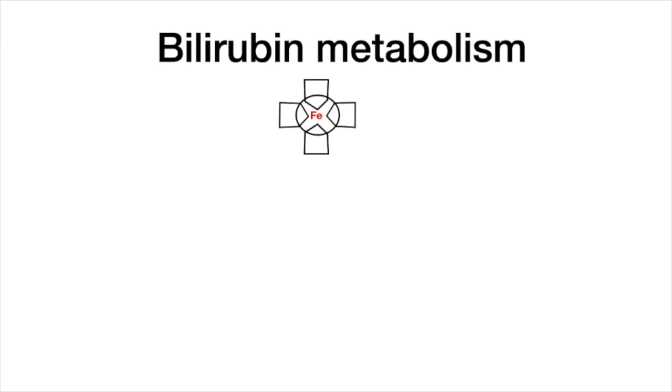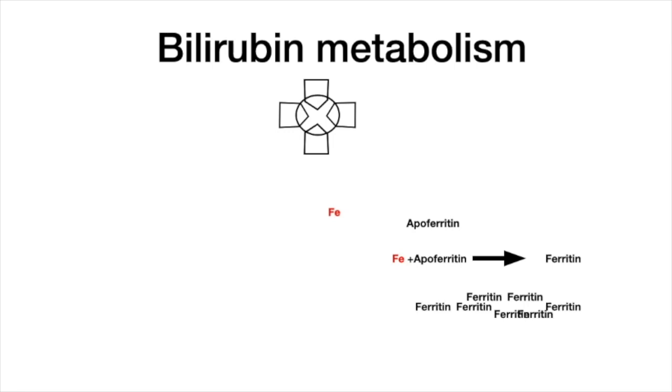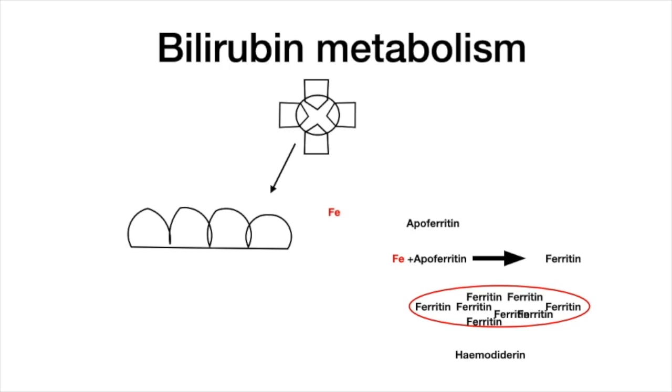Now the remaining structure is heme. From the heme, the iron is taken out and combined with a protein called apoferritin, and this iron plus apoferritin is called ferritin. Ferritin is the storage form of iron. Numerous ferritins are polymerized to form a structure called hemosiderin, which is stored in different parts of our body and is reutilized. What remains is the protoporphyrin ring, and the metabolized protoporphyrin ring is called biliverdin.